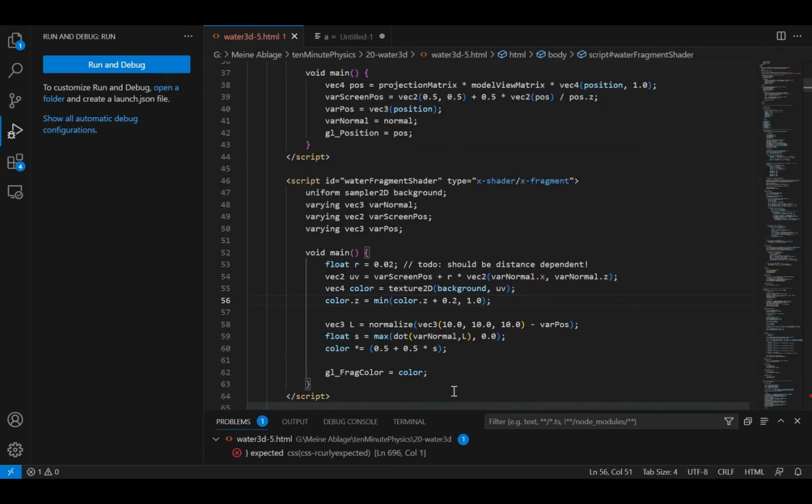This is a fragment shader for the water surface, and this is the most important line here. UV are the texture coordinates to look up the color in the background texture. I use the screen position of the fragment, but now add r times the normal of the water surface. For r, I should actually use the distance to the camera. However, in my very simple implementation, I just use a constant. For simplicity, I also render the entire scene and not just the scene behind the plane. So the challenge for you is to fix these two problems. If somebody finds a very nice solution, please send me a pull request on GitHub.